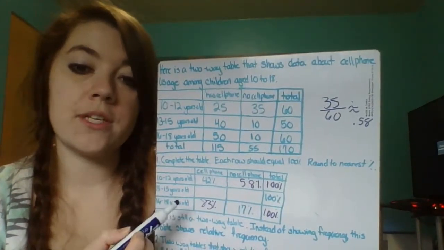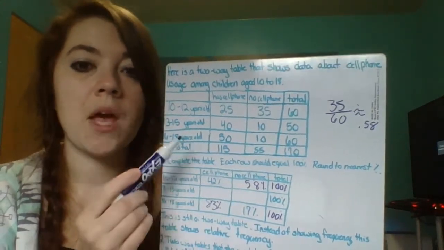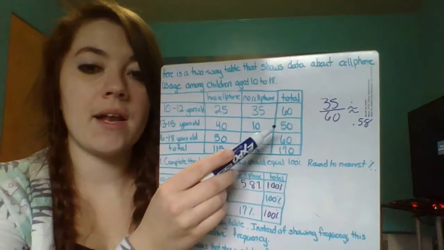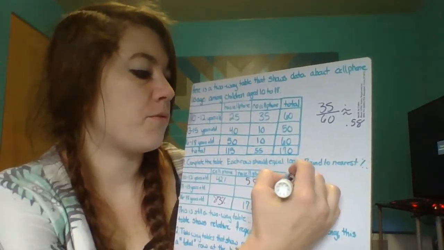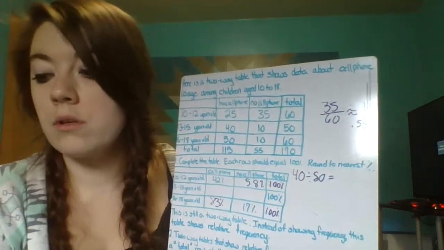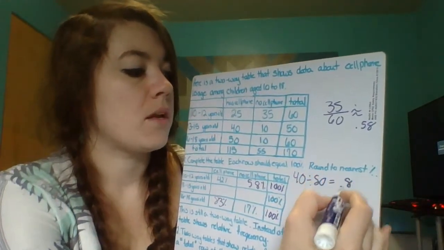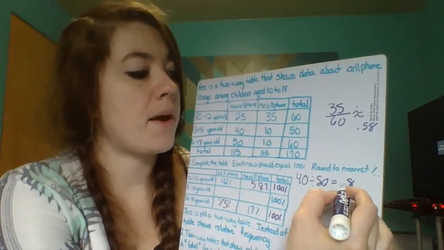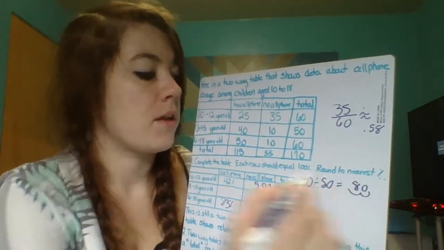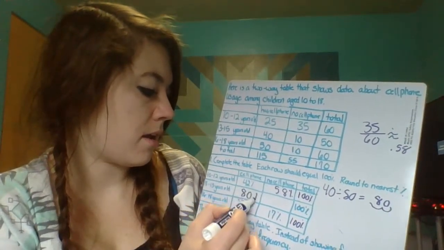Now, for the 13 to 15-year-olds, we just have the 100%, so that means we have to do the division. So we're going to have 40 divided by 50, so 40 divided by 50 equals 0.8. So remember, multiply that by 100. So we end up with 80%.